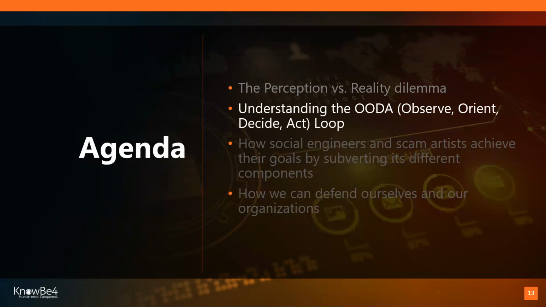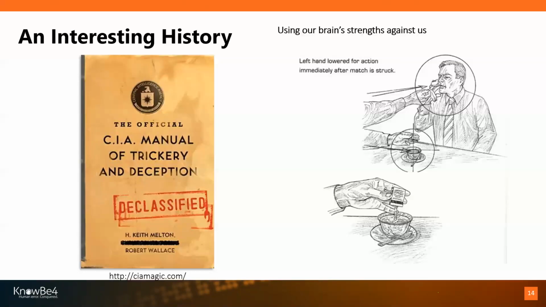All right, so we're going to go in here. We're going to talk about the OODA loop. The OODA loop is a very interesting thing. It's basically 4 steps, and it's observe, orient, decide, and act. All right. As we get into this, first I'm going to start out with something a little bit of fun here. This is from the official CIA Manual of Trickery and Deception.